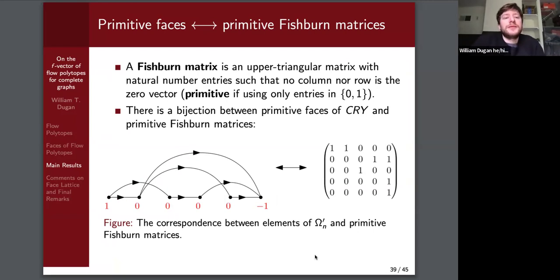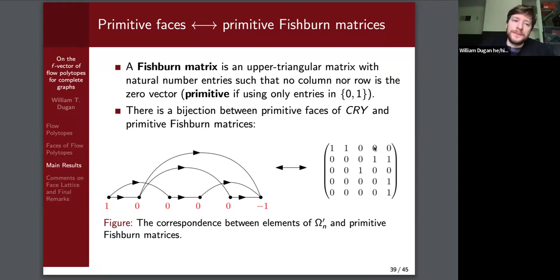And that is a connection to primitive Fishburne matrices, which are also, as a side note, connected to these unit interval orders that appear in Stanley-Stembridge conjecture type things. I don't even fully know the full connections, but a Fishburne matrix is an upper triangular matrix with natural number entries such that no column nor row is a zero vector, and it's primitive if it only uses entries in 0, 1. It turns out there's a very simple bijection between primitive faces of Cry and primitive Fishburne matrices, and this is why we're redundantly using the word primitive.